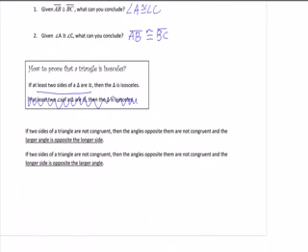The last two statements have to do with the larger angle within a triangle always being opposite the longer side, and the smallest angle always being opposite the smallest side. So let's draw a triangle for a second.